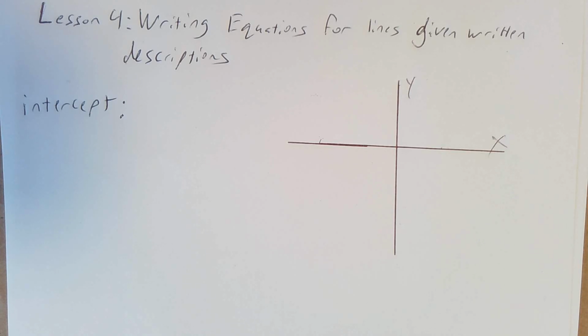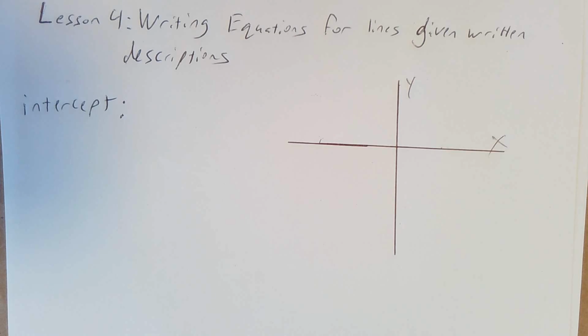Alright, so lesson 4 in unit 3. We're going to be talking about writing equations for lines, those are linear equations from written descriptions. From this one, you should be able to derive the equations for that line given some written descriptions with some sentences.